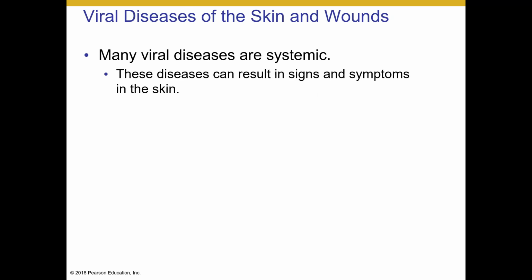Now we transition from bacterial diseases to viral diseases. Many viral infections are systemic, meaning they affect the entire body rather than just one localized area. However, even systemic viral infections often produce visible skin manifestations such as rashes or lesions.